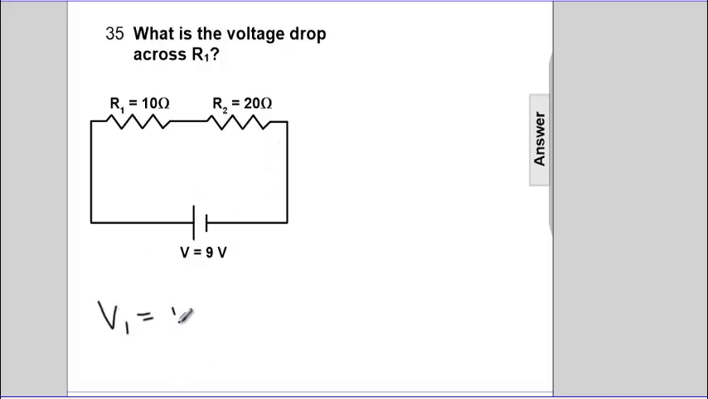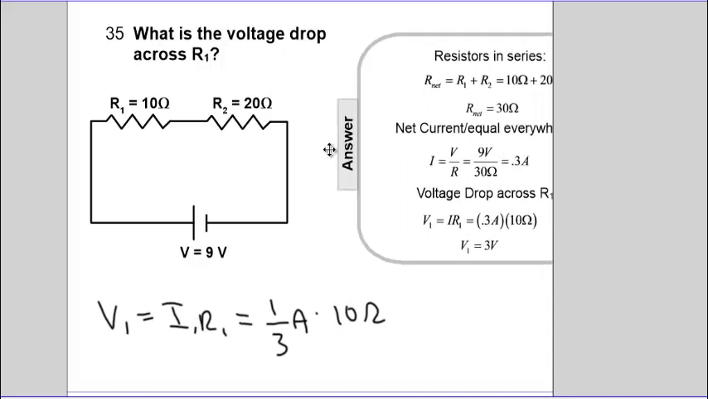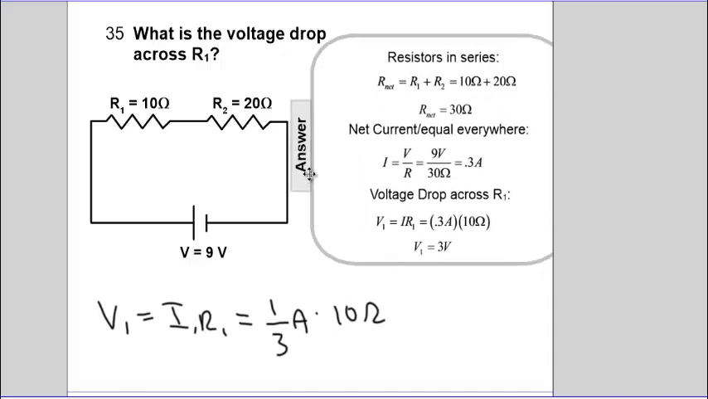V1 is I1 times R1. So V1 is I. We said 1/3 of an amp, 0.3 amps, close enough, times R1, that's 10 ohms. 1/3 of 10 is a little more than 3, in that ballpark. 3 volts will be good, or 3/10 of 10 is 3. Sorry about that. And so you get 3 volts.